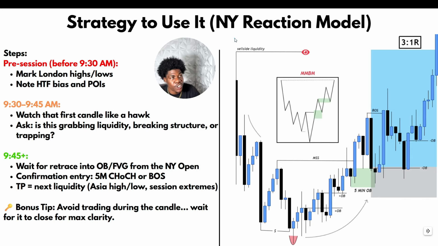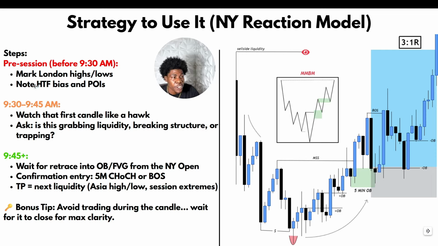Let's get into the strategy to use, right? This is the strategy for the New York reaction model. The first step is the pre-session before the 9:30 open. Something that I always do is mark my London highs and lows, and sometimes the Asian highs and lows. The Asian session provides a clear point of liquidity, so I always mark out my Asian highs and lows also. And then I note the higher time frame bias and the higher time frame point of interest.